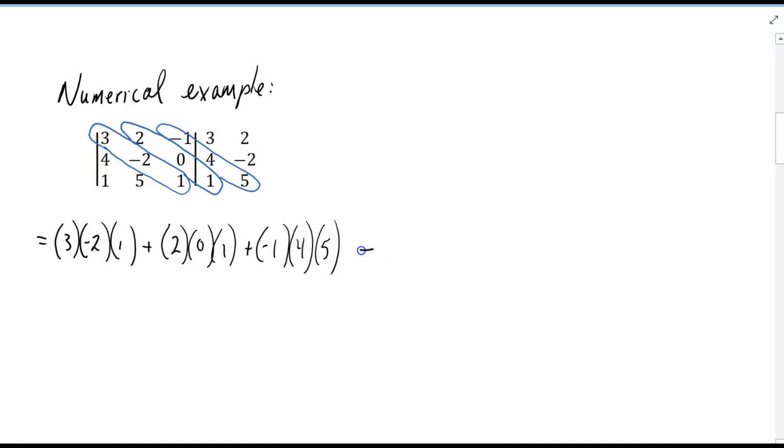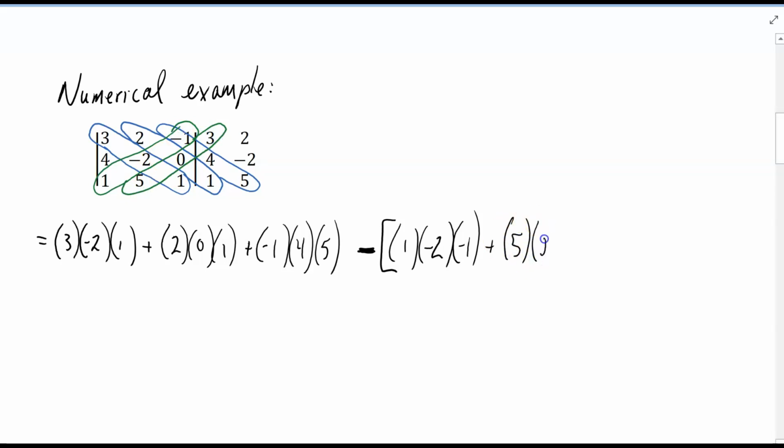And now I will subtract the sum of the secondary diagonals. So the first secondary diagonal is here. That is equal to 1 times minus 2 times minus 1. We will add to that the second secondary diagonal. That is 5 times 0 times 3. And we will add to that the third secondary diagonal. And so that is 1 times 4 times 2.